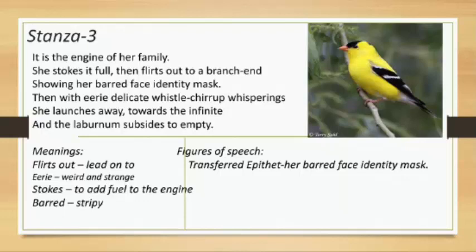Then with eerie delicate whistle, chirrup whispering, she launches away. So then suddenly, with a weird and strange sound made, she leaves. Right? Again you see she is used here for the bird. So this is also personification you can take up. So she launches away towards the infinite. Infinite is the sky. And the laburnum subsides to empty. So again, the laburnum subsides to empty means the tree again becomes silent and still, as it was before the arrival of the goldfinch. Right, children?